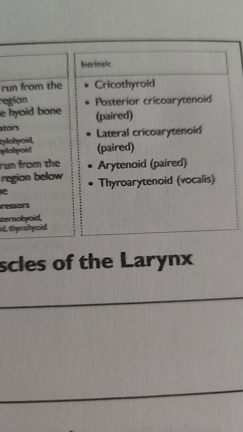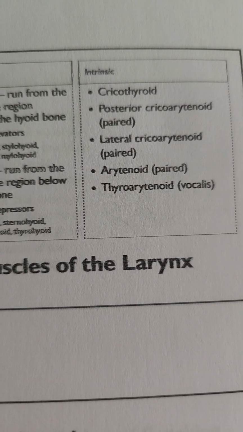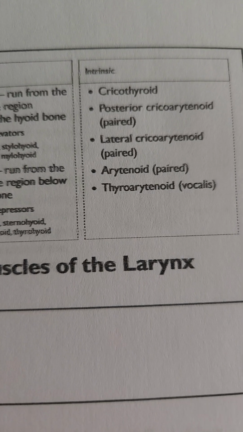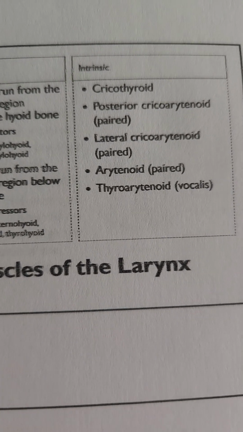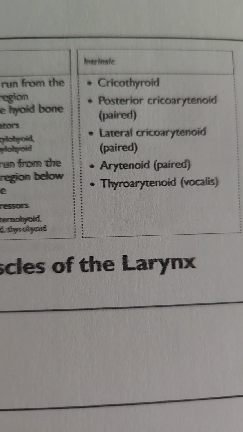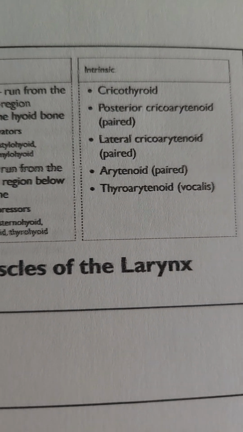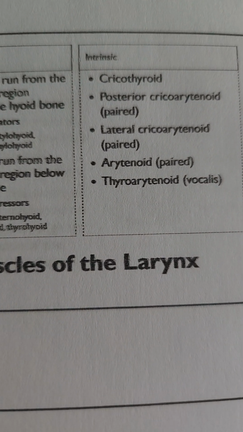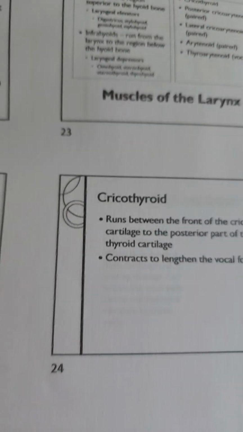The intrinsics: cricothyroid, posterior cricoarytenoid, paired. Lateral cricoarytenoid, paired. Arytenoid, paired. Thyroarytenoid, vocalis.